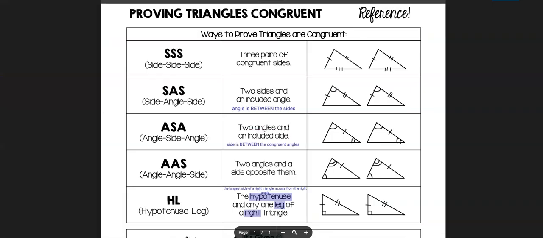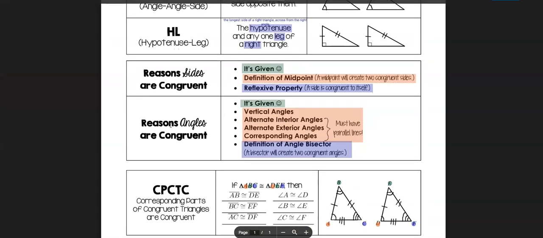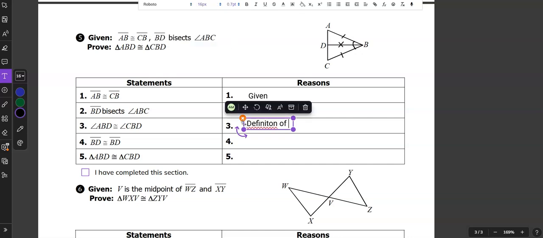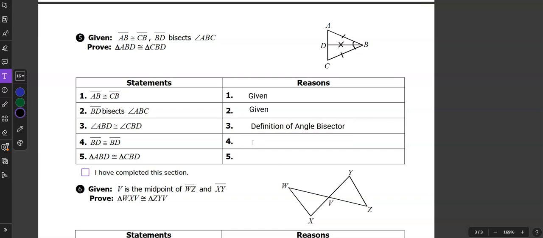So again, let's look at our cheat sheet for reasons. Reasons angles are congruent. We were given bisector information, so we can say definition of angle bisector. Now again, you can also abbreviate things. You can put def of angle bisector, def angle bisect. It's whatever you need to put.